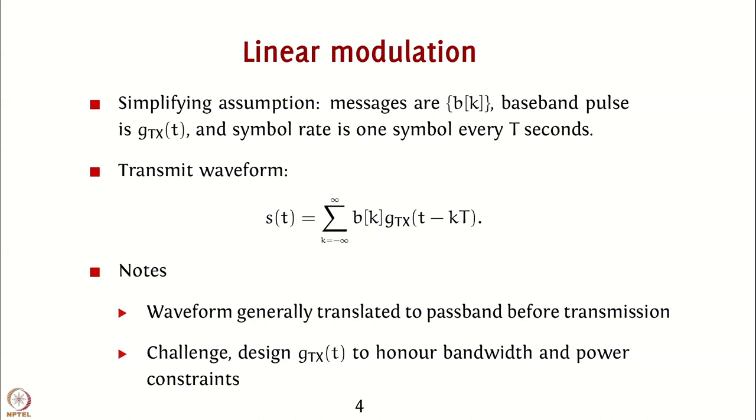Some things to note are that waveforms generally are translated to passband before transmission. This is something that we have seen in the context of the complex baseband equivalent. The challenge for us is to design g_TX(t) in order to honor the bandwidth and power constraint. An important note is that in this simplifying assumption, we are fixing g_TX, but a more general modulation scheme may involve g_TX also depending on k.